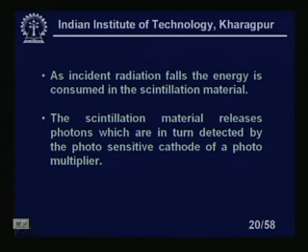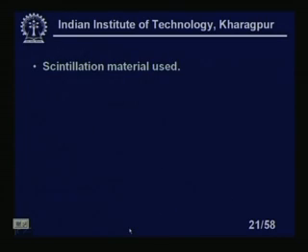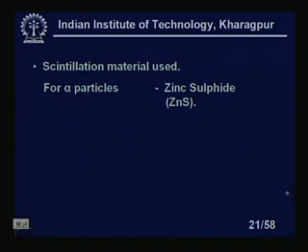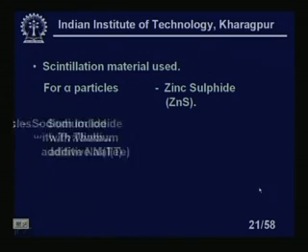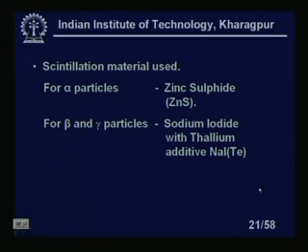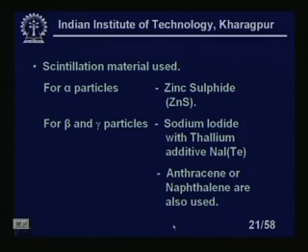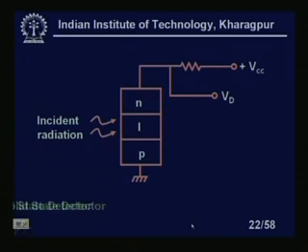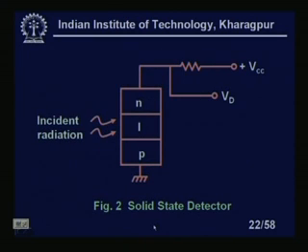Let us read it again. As the incident radiation falls, the energy is consumed in the scintillation material, which releases photons, which are in turn detected by the photosensitive cathode of the photomultiplier tube. The scintillation materials used are zinc sulphide for alpha particles, and for beta and gamma particles sodium iodide with a thallium additive. Anthracene or naphthalene are also used. These are the basics.